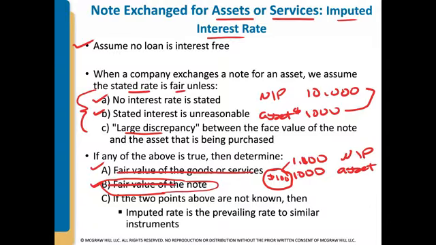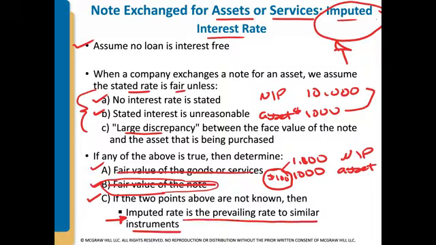Now, if you don't have the fair value of the note and you don't have the fair value of the goods or services, then you have to do what's called imputing. You have to have an imputed rate. And the imputed rate is a rate that you determine for that note that is similar to what you can get elsewhere. So it's a prevailing rate, a prevailing rate for similar instruments.